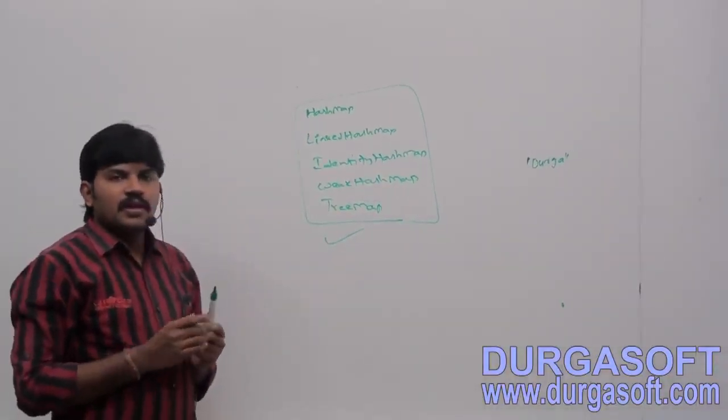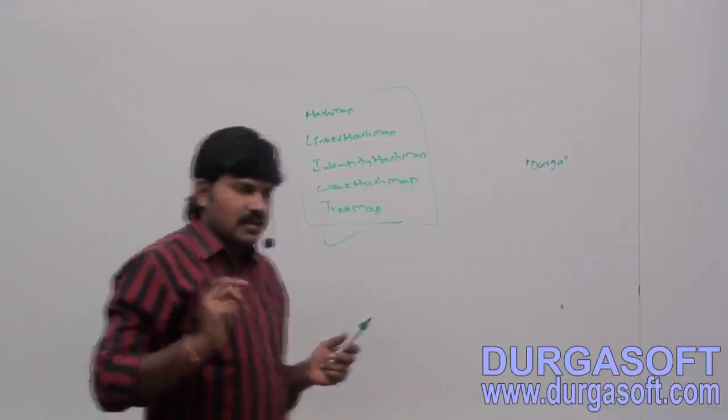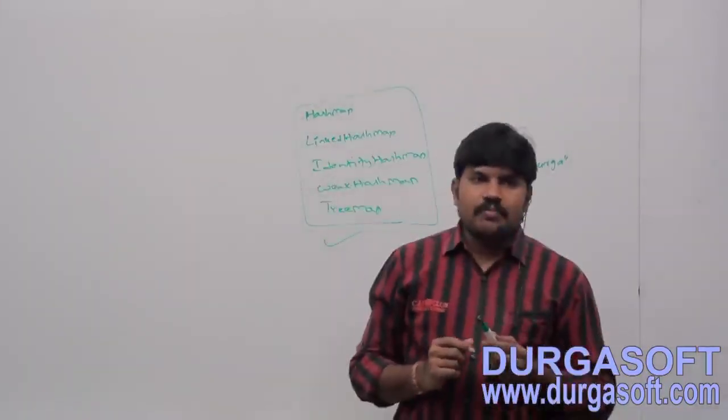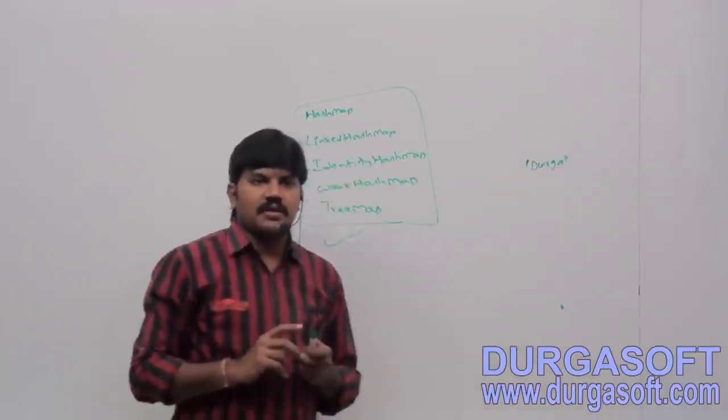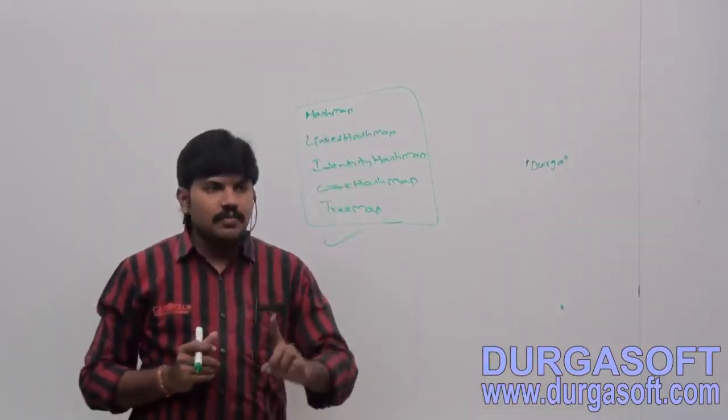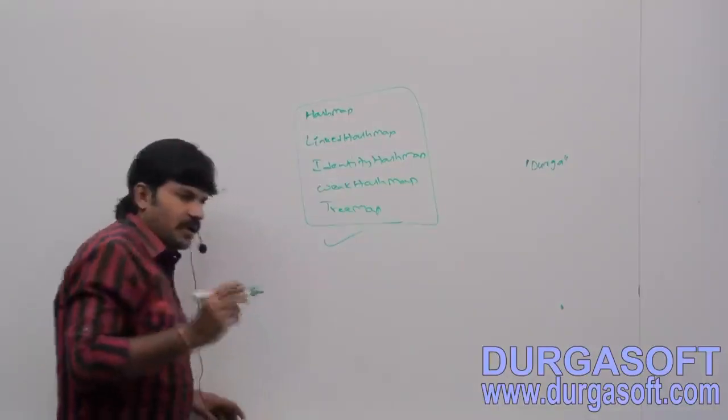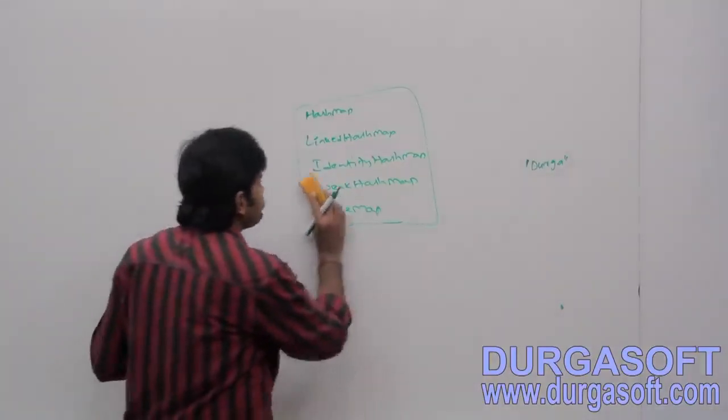Now there are two legacy classes related to Map. The first one is Hashtable, and the second one is Properties, right? Now let us start with Hashtable.